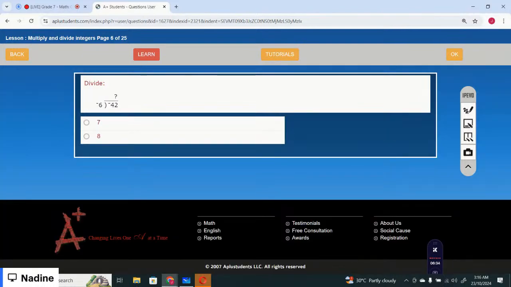Negative 42 divided by negative 6. So which is the correct option? That is negative 42 divided by negative 6 is 7. Okay, you can complete the lesson by yourself later today. Let me just move on to the next lesson.